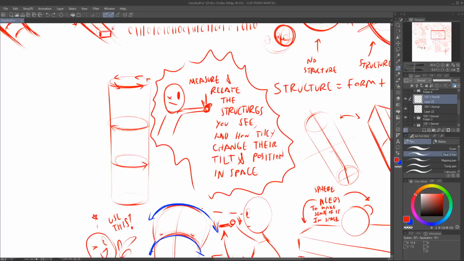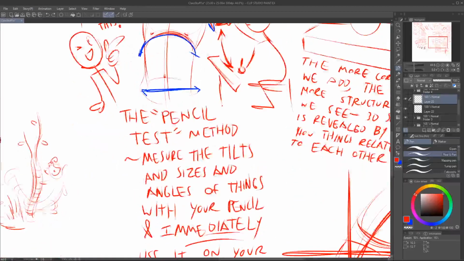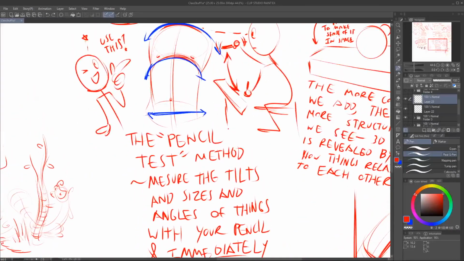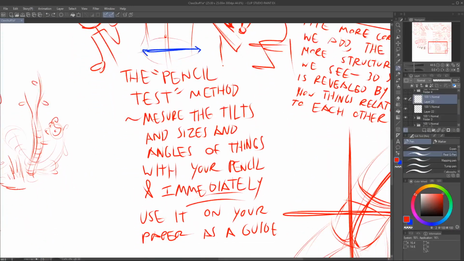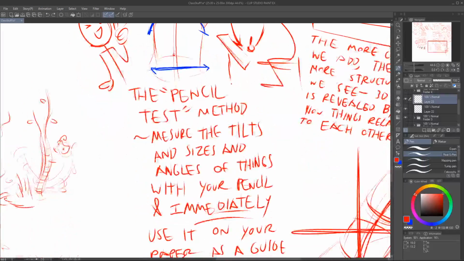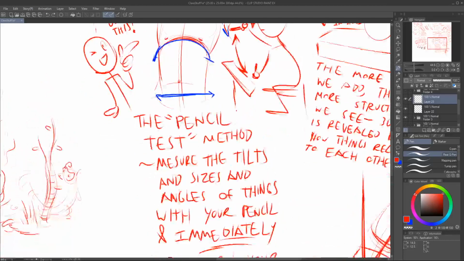So anyway, here's a technique that is very important for all of us, myself included, to memorize and start applying. And we'll be applying this immediately today when we get to the practice and workshop section of this. The pencil test method has the same name as pencil tests for animation, but this is something different.